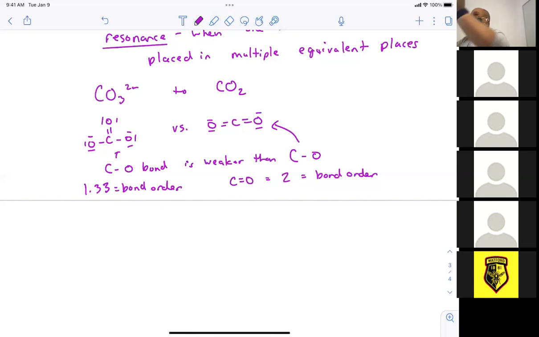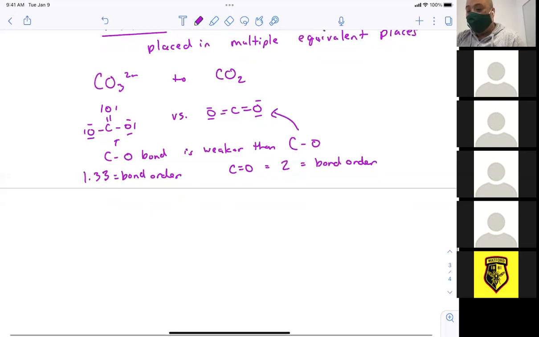Well, here's why this is important, because there's a thing about bond strength and bond length. When you have a 1.33 bond order, what that tells you is it's stronger than a single bond, which is a bond order of 1, but weaker than a double bond, which is a bond order of 2. So if I looked at the energy it took to break a bond in CO3 2 minus, it would be less than CO2, but greater than a C single bond somewhere else. That's what you want to understand.